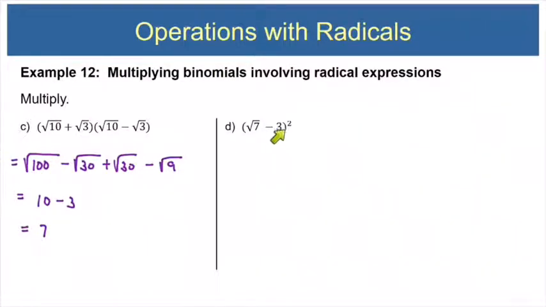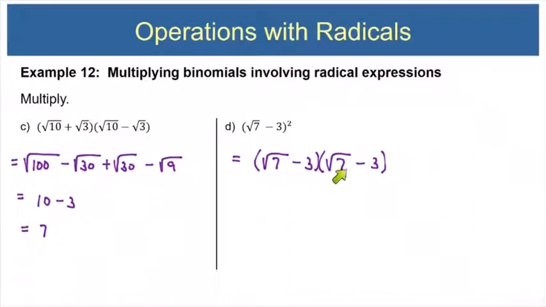Let's look at part D. So here we have square root of 7 minus 3 all squared. I'm going to write this out times itself. Remember, squared means we multiply that thing times itself. So notice in this case we don't have a sum and difference of the same two terms. We have the same sign in both parentheses, and that's different from what we had over here in part C. So remember, when the signs were different, we lost our middle term.